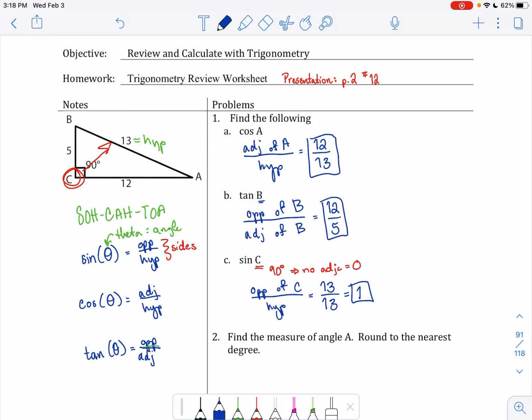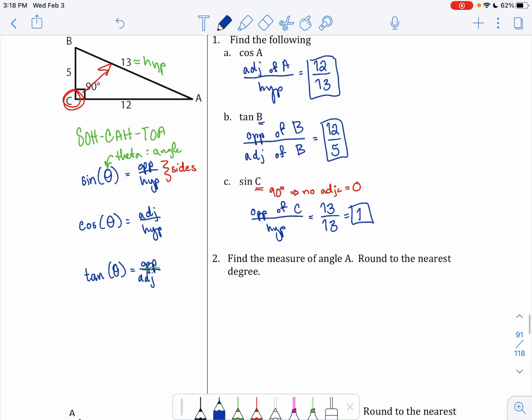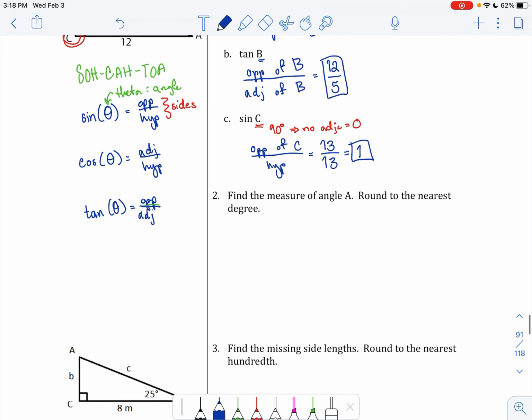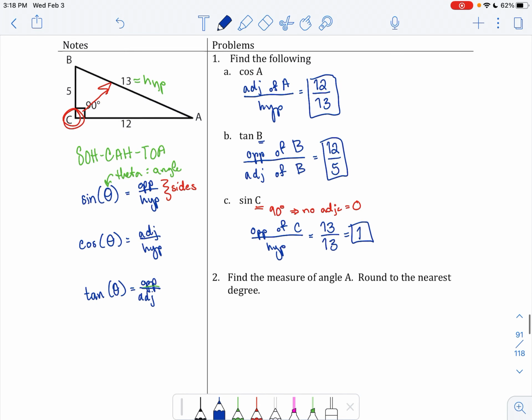Now, why do we care about trig? Well, we need to find the measure of angle A. If we're looking at this picture, we can use one of our trig ratios. Since it's saying angle A, I'm going to use the one from part A.